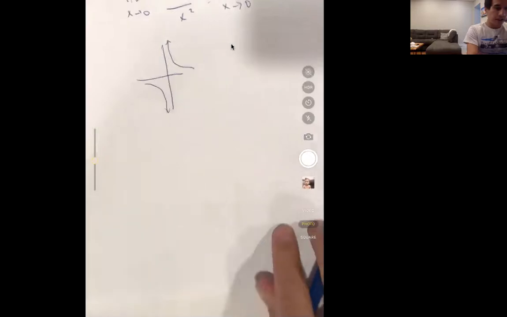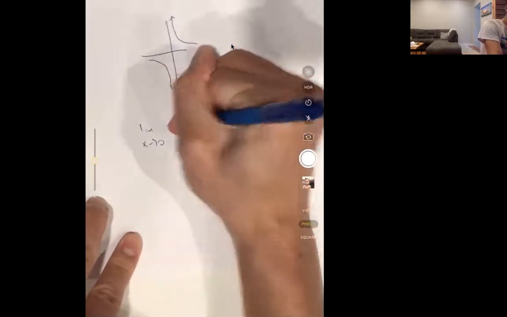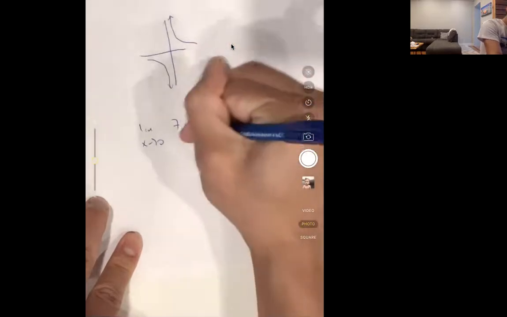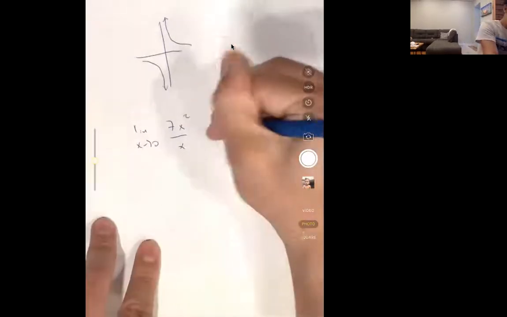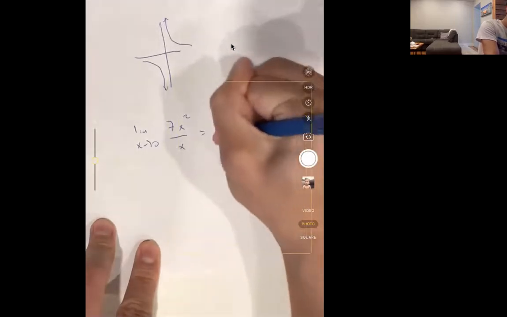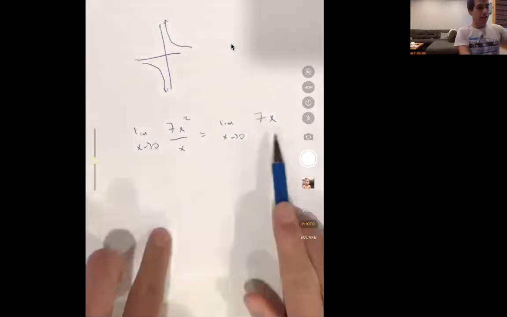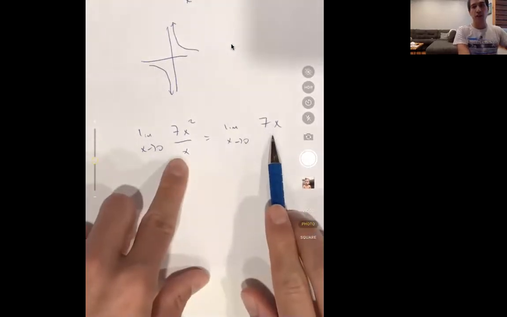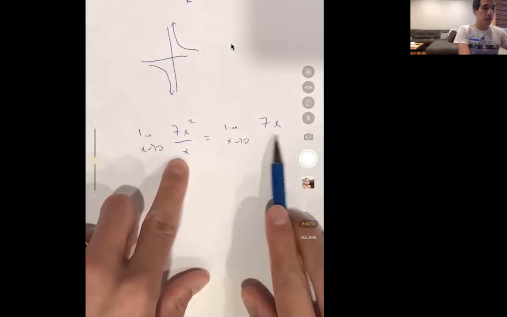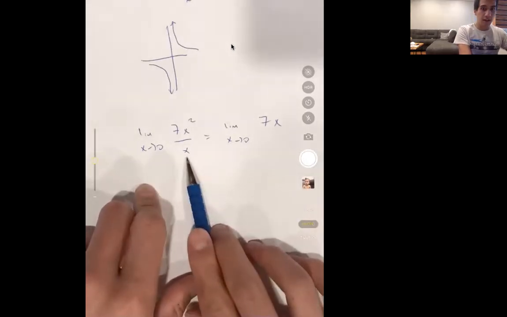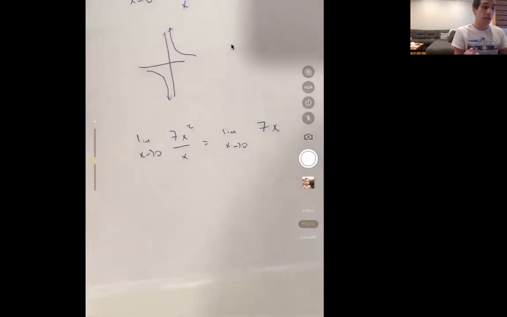On the other hand, if I look at something like the limit as x goes to 0 of 7 times x squared over x, so I'm flipping the powers here, then this is actually the same function as the limit as x goes to 0 of 7x. So 7x and 7x squared over x are the same function everywhere except 0, right? They output the same thing everywhere except 0. This one is defined at 0, but this one is not defined at 0. But since we're taking the limit near 0, it doesn't matter what happens at 0. And so these limits are the same.